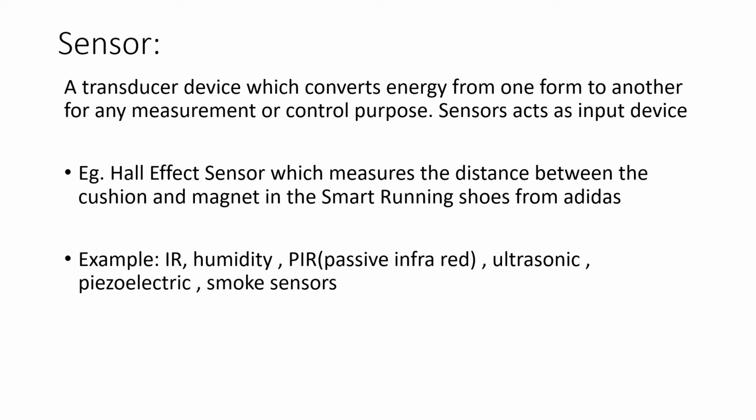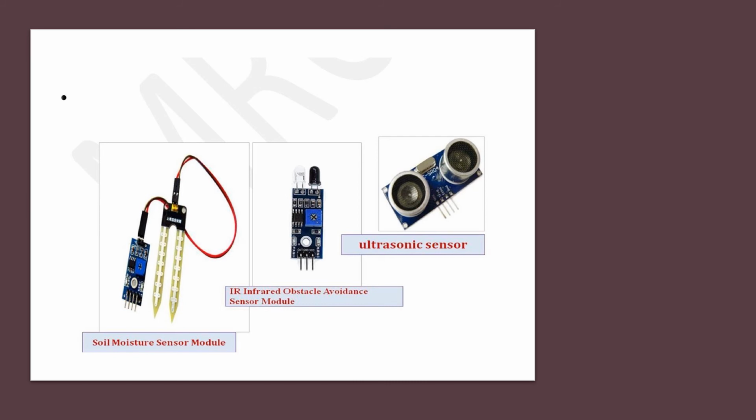Now, IR, humidity, PIR, ultrasonic, piezoelectric, smoke detectors. These are all places where we are using sensors. These are some pictures of the sensors. So, ultrasonic sensors. This is an IR, infrared optical obstacle avoidance sensor. When any object comes, it automatically stops.